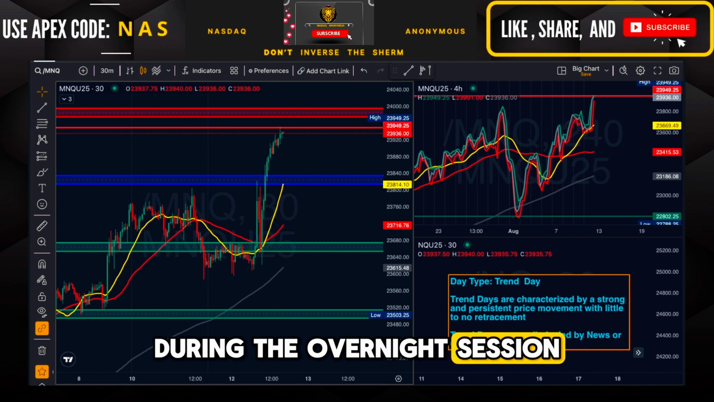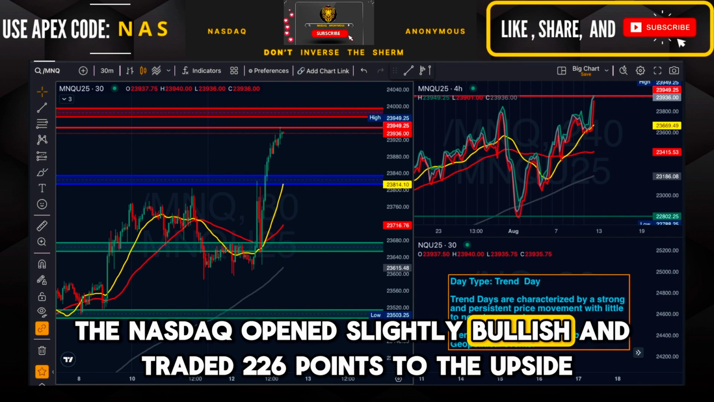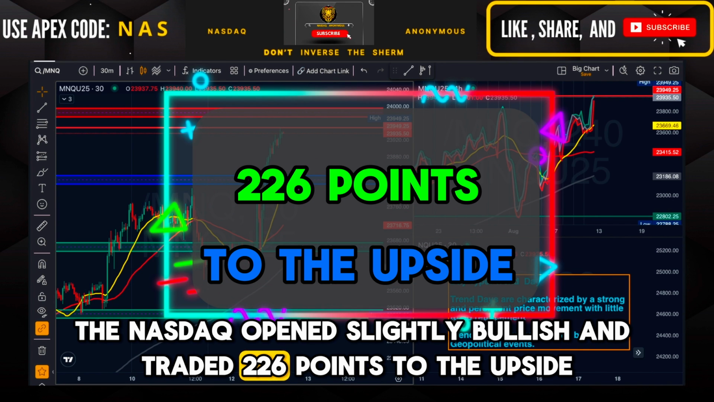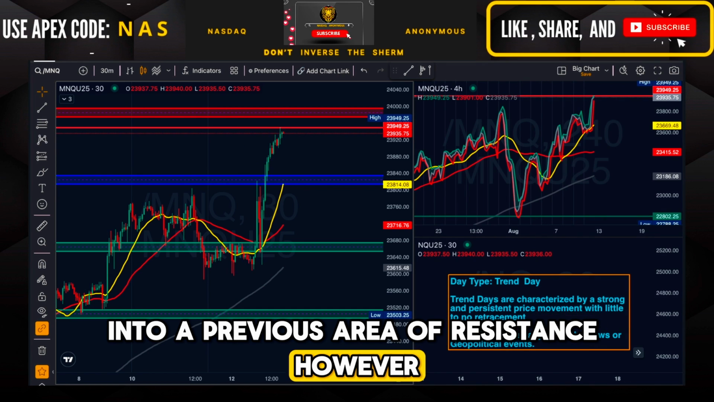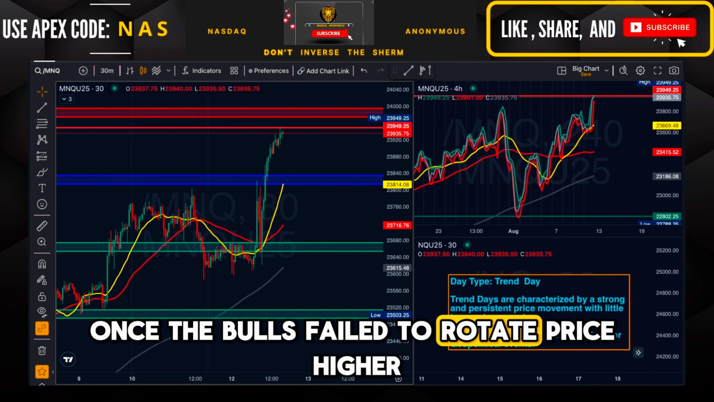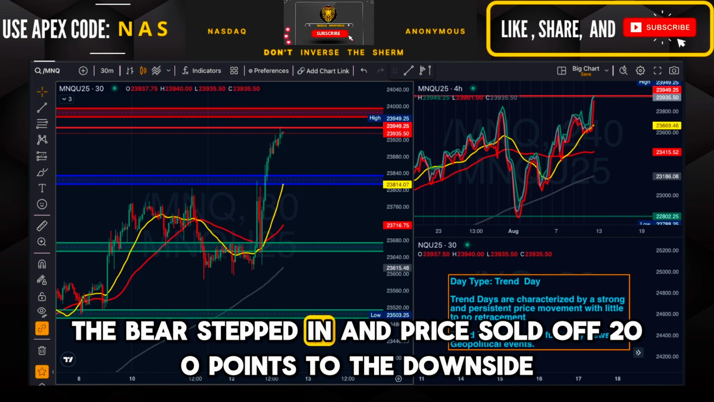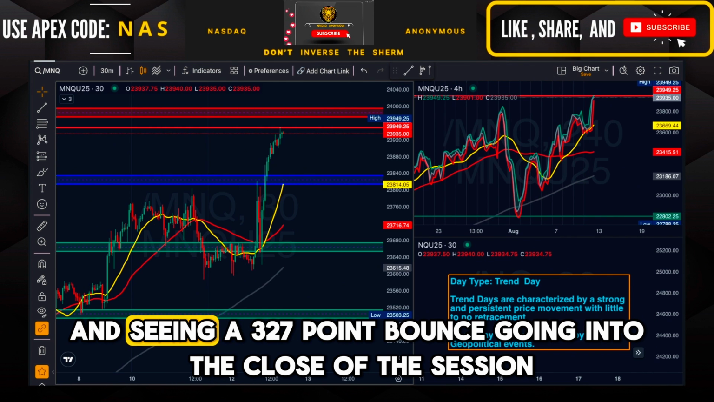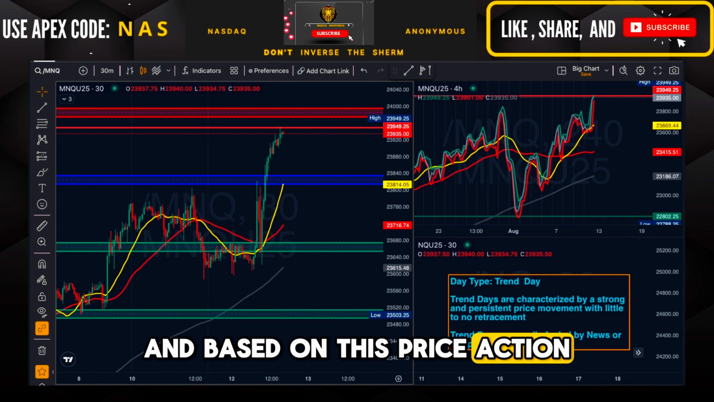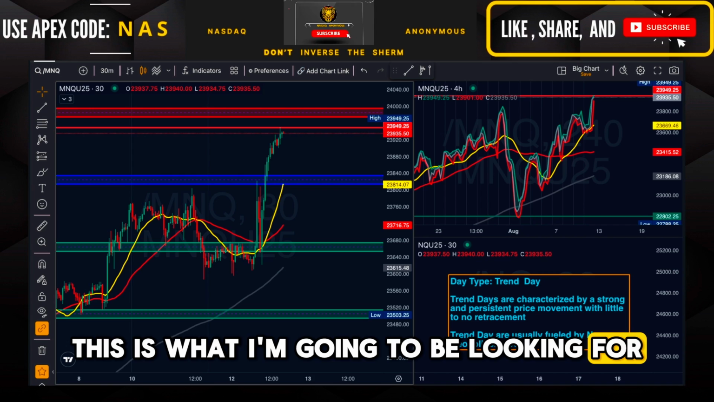During the overnight session, the Nasdaq opened slightly bullish and traded 226 points to the upside into a previous area of resistance. However, once the bulls failed to rotate price higher, the bears stepped in and price sold off 200 points to the downside, seeing a 327 point bounce going into the close of the session. And based on this price action, this is what I'm going to be looking for.